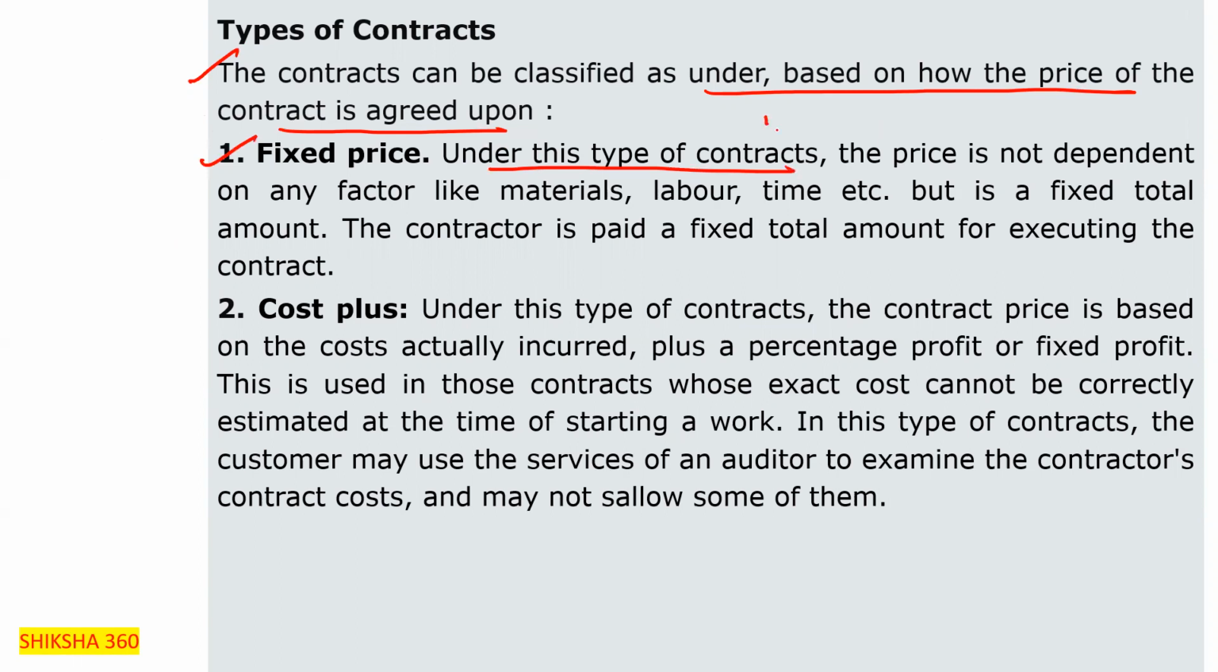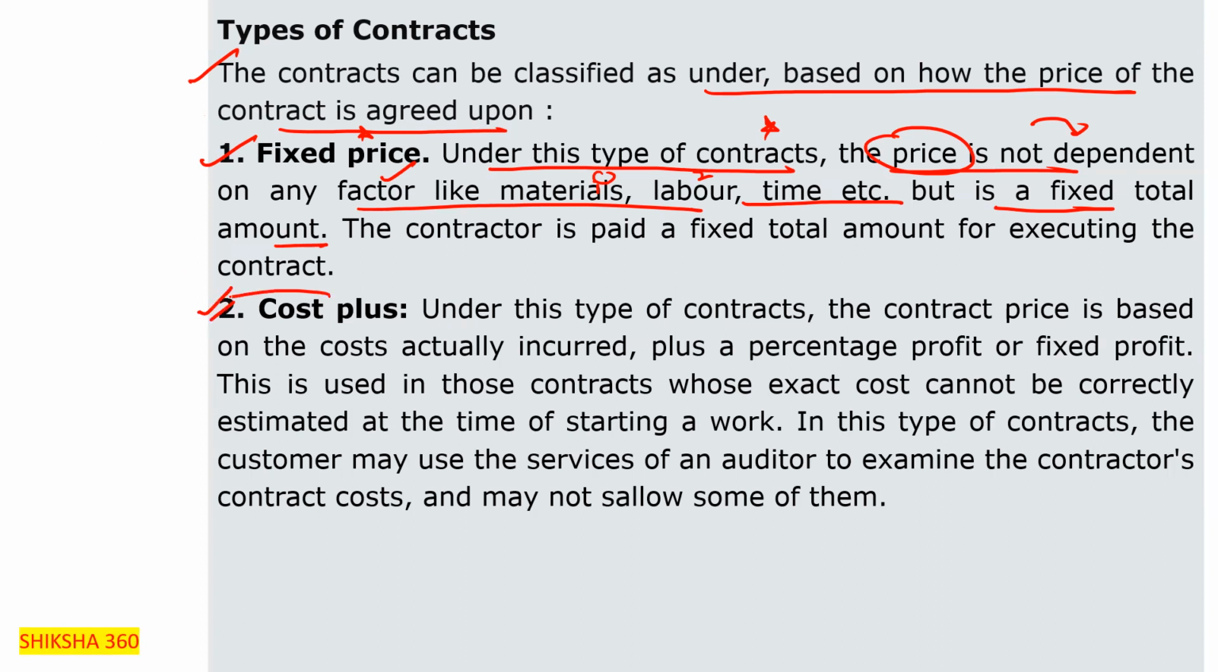Under this type of contract, the price is not dependent on any factor like materials, labor, time, etc. It is a fixed total amount. They agree that they will give you a fixed amount for that specific work. So that is the fixed price contract: the contractor is paid a fixed total amount for executing the contract.